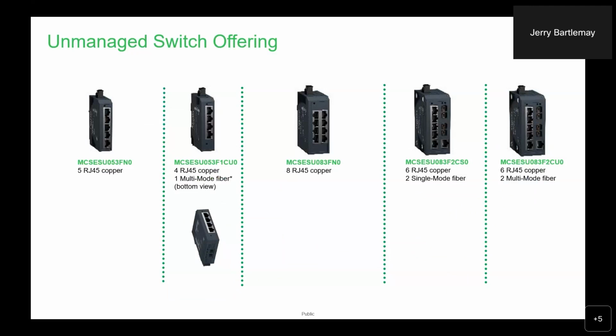All right, so here's our unmanaged switch offering. We start with a 5-port all copper switch, and we have an 8-port copper switch. We have several switches with fiber ports added to them as well. Now these fiber ports and the copper ports, because they're unmanaged switches, don't support ring protocols or anything like that, but they're very useful for extending the range out to a farther location by fiber, or extending the range through an area where you need a high degree of electrical immunity, because you've got a lot of electrical noise going on. So fiber is very useful for those kinds of purposes.